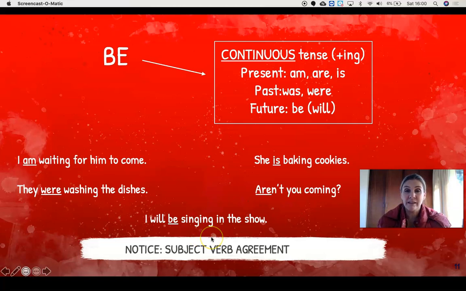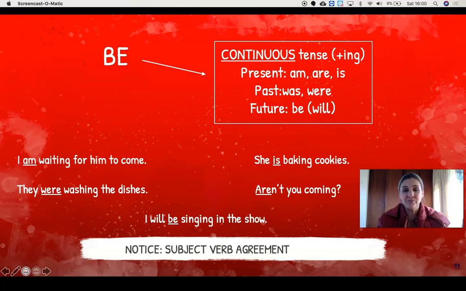I will be singing in the show. So there's the one about future continuous tense. I will be singing. I am singing is present continuous. I am singing. I was singing. I will be singing. Future continuous tense.